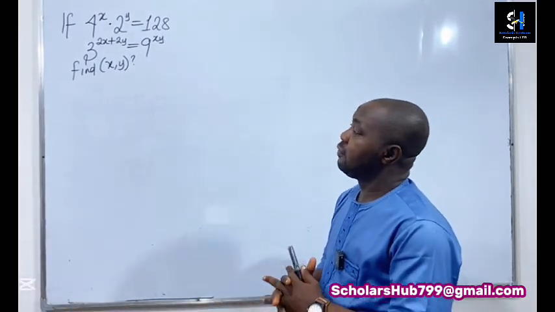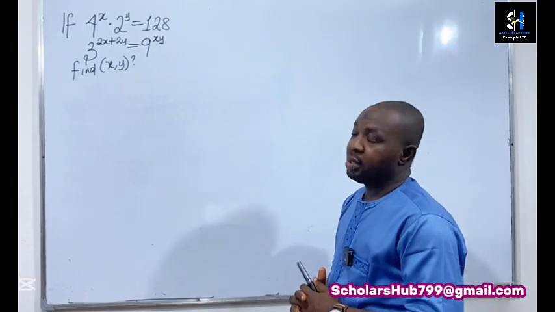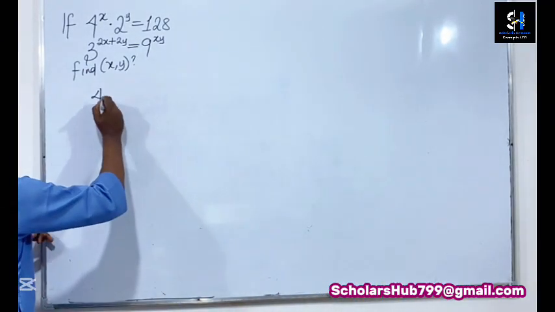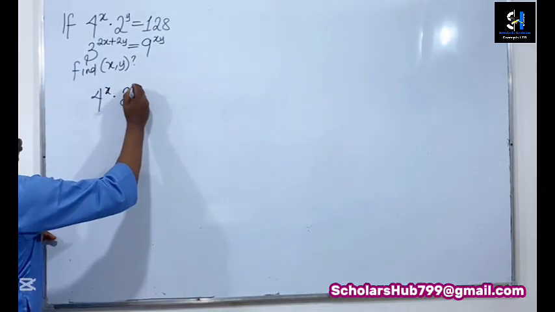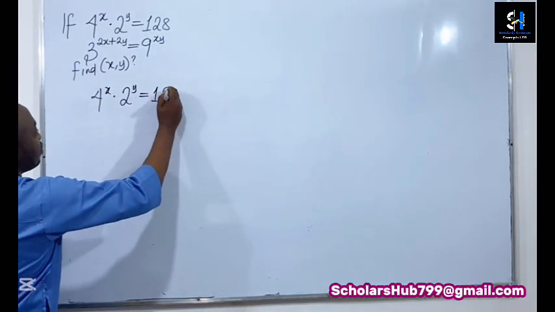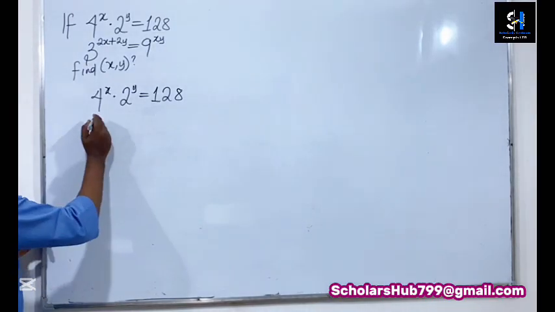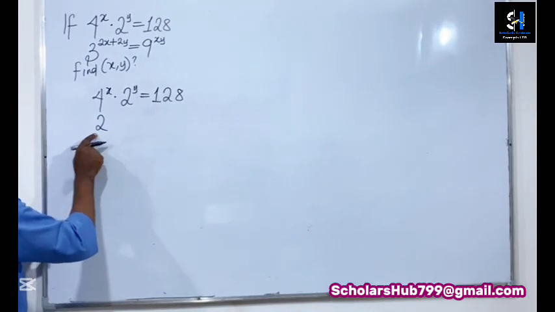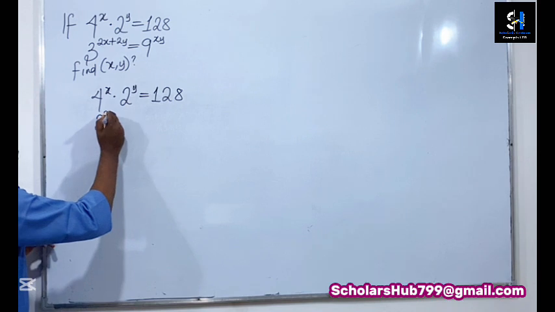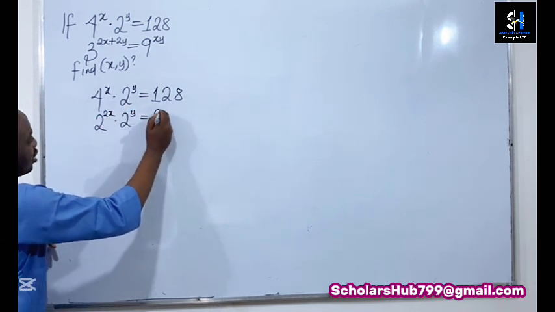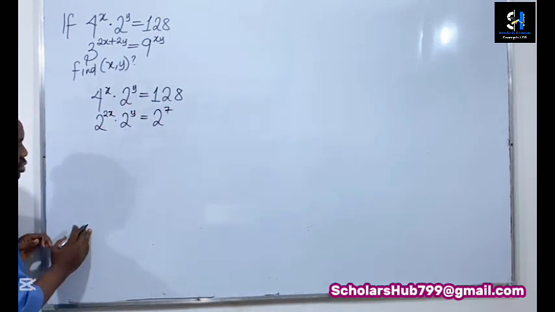Now let's find the value of x and y. Here we are given 4 raised to the power of x multiplied by 2 raised to the power of y equals 128. Okay, we can write this in terms of what? Base 2, to be 2 raised to the power of 2x multiplied by 2 raised to the power of y equals 2 raised to the power of 7.